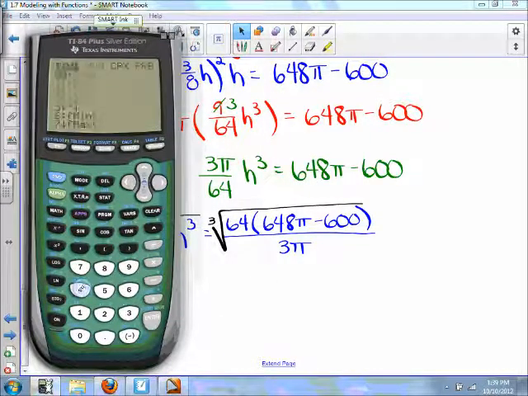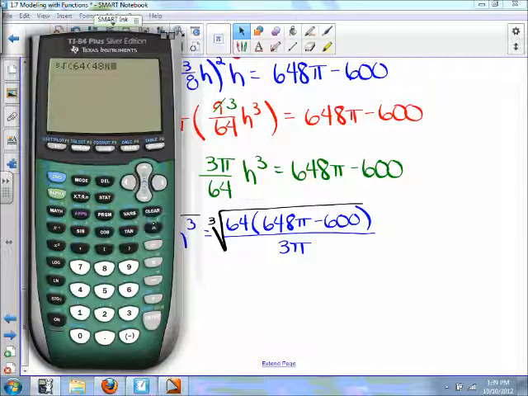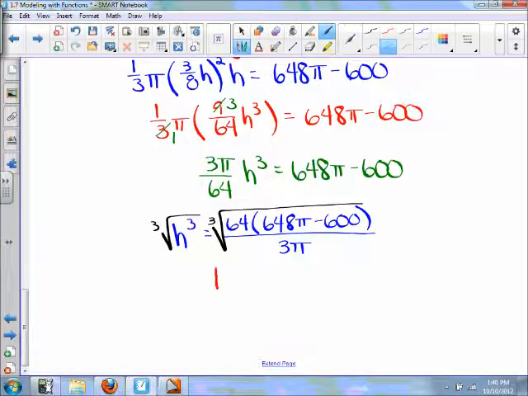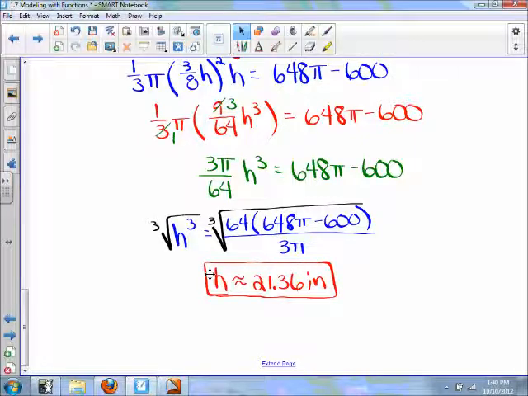That means we take the cube root of 64 times 648 pi minus 600 divided by 3 pi, which will give us 21.36 inches. So the depth of the water after 2 minutes will be about 21.4 inches deep.